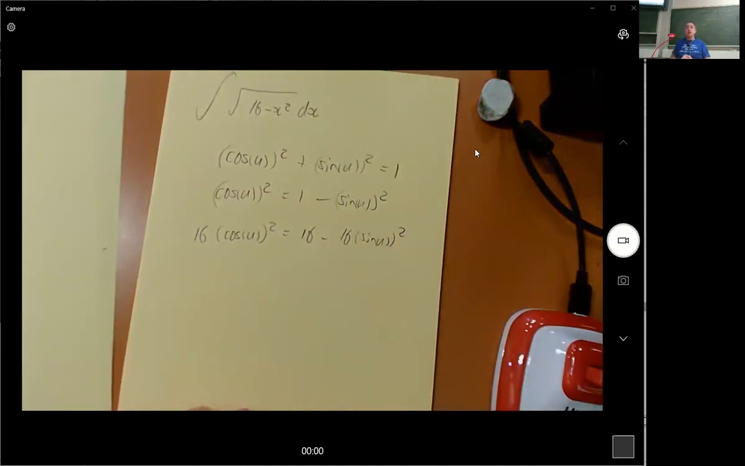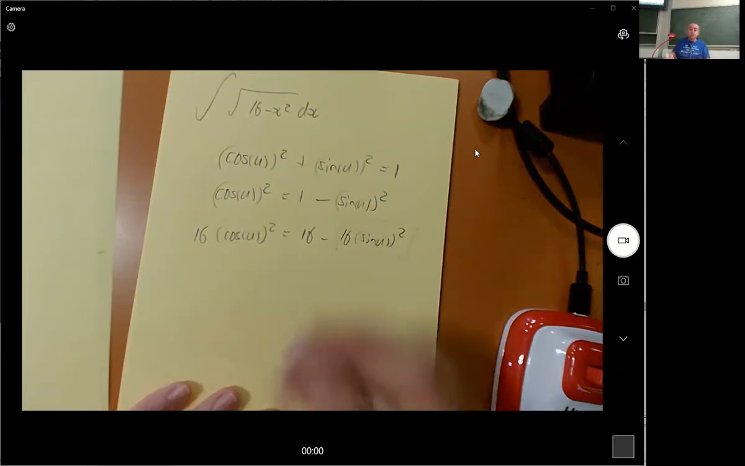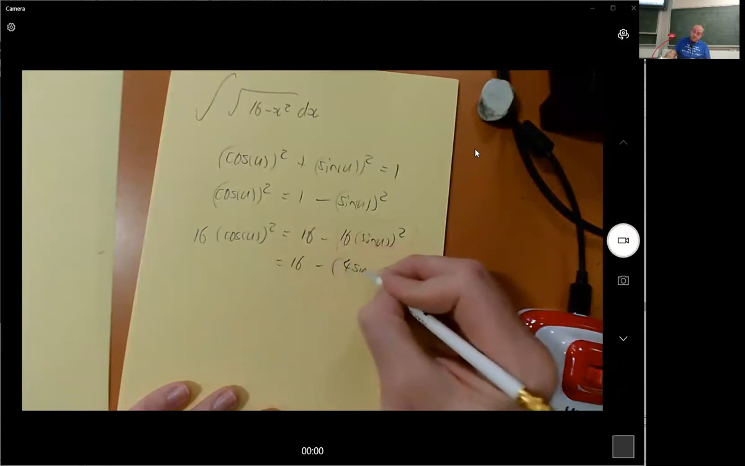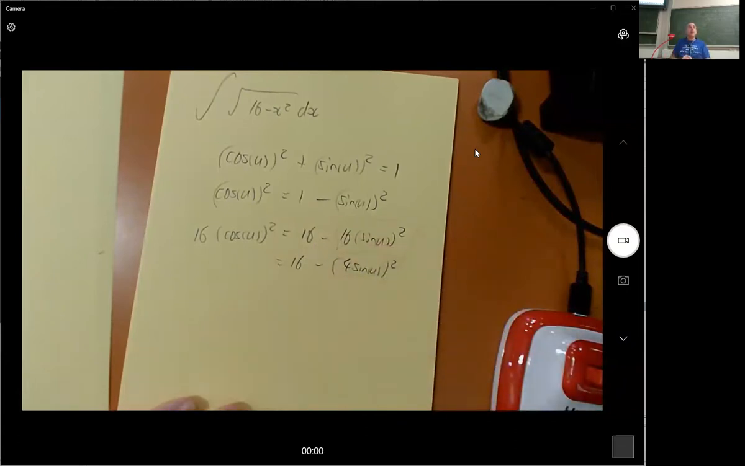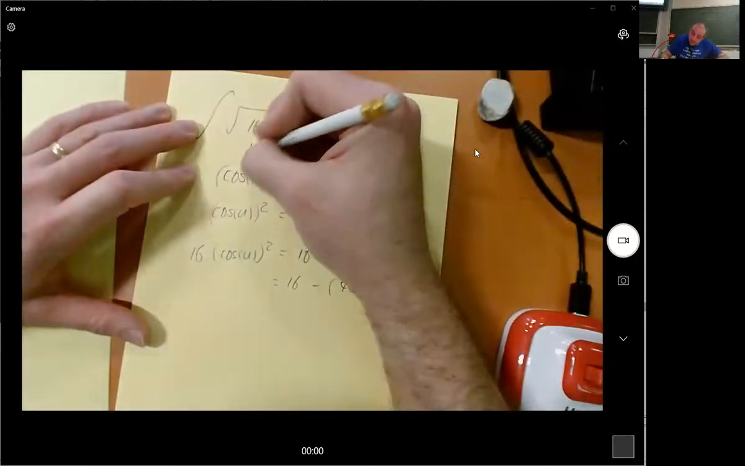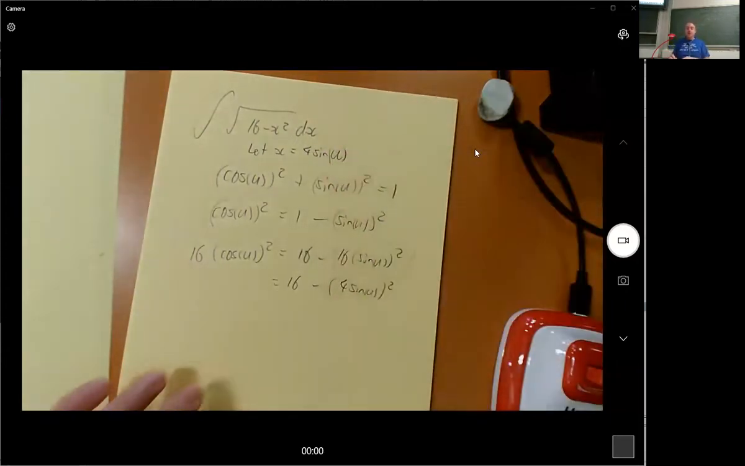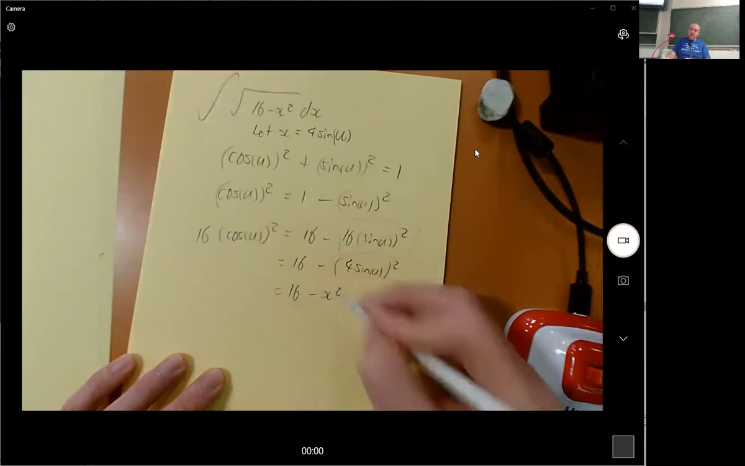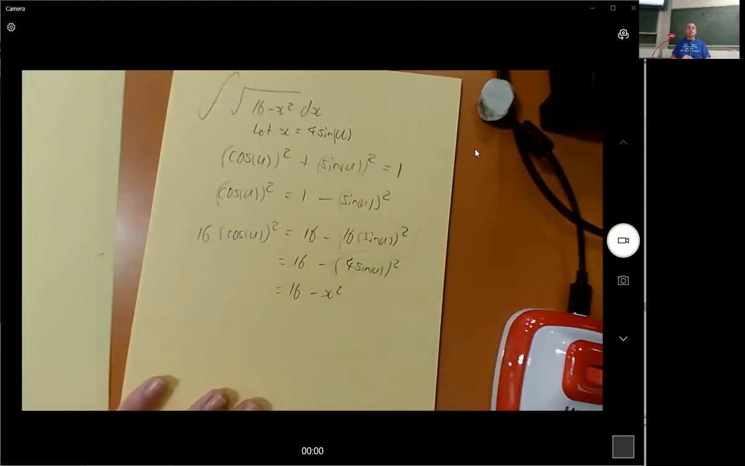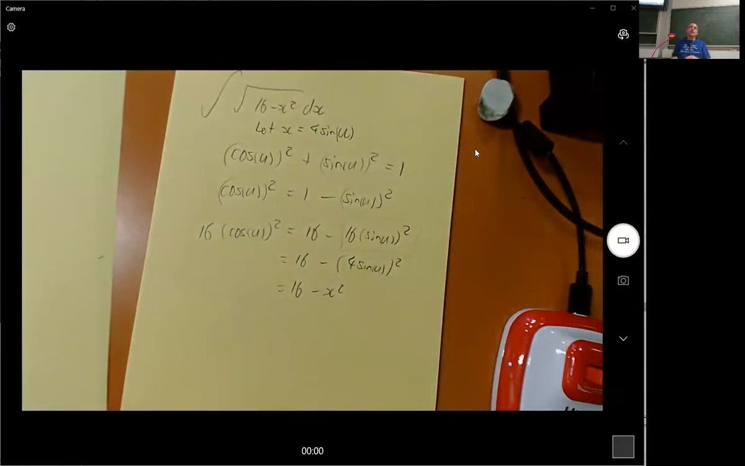And now it's really similar. If this was x squared, I'd be good. And if that's going to be x squared, that's going to require me to have x being 4 sine u. Sweet. So I'm going to go back here and put it in. Let x be equal to 4 sine u. And then this is 16 minus x squared. Cool, huh? You can do it with triangles as well. But that's how I make the decision, because I know I'm going to have to do the trig identities anyway.